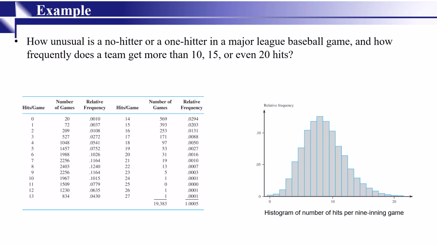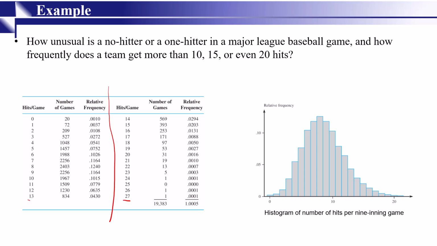Here is the example. How unusual is a no-hitter or one-hitter in a Major League Baseball game, and how frequently does a team get more than 10, 15, or 20 hits? So what do we have here? We have hits per game 0, 1, 2, 3, 4, 6, up to 27. These are two tables. The number of games with 0 hits is 20, the number with 1 hit is 22, and so on. The number with 27 hits is 1.